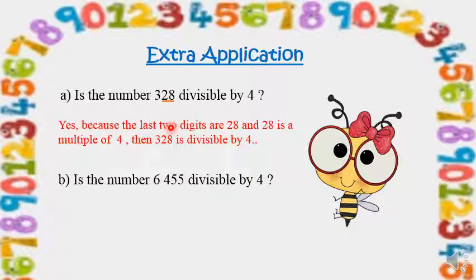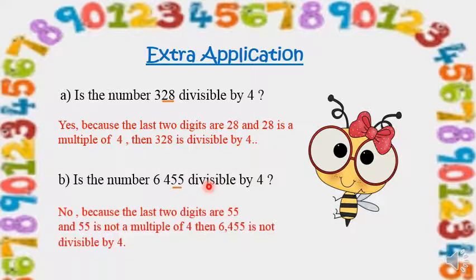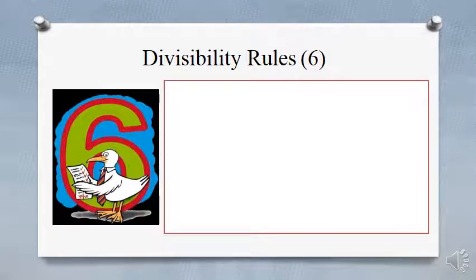Let's make another example. Is 6,455 divisible by 4? How can we know? We look at the last two digits, which are 55. Do I have 55 in the multiplication table of 4? No. So, because the last two digits are 55, which are not a multiple of 4, this number is not divisible by 4.